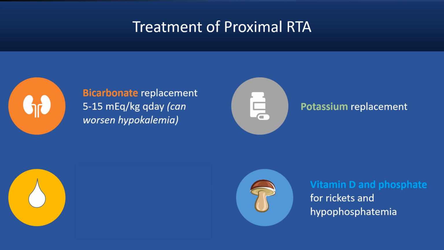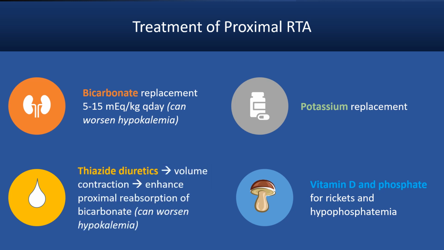Vitamin D and phosphate replacement as needed in patients with Fanconi syndrome due to concurrent urinary loss of these substances. Finally, thiazide diuretics may also be used in some cases. Thiazide diuretics are thought to induce volume depletion, which could enhance proximal tubular reabsorption of bicarbonate. Note, however, the use of thiazide diuretics can also worsen hypokalemia.